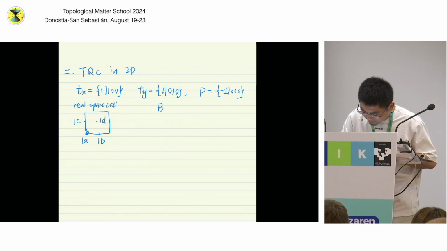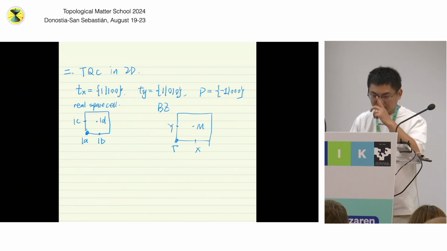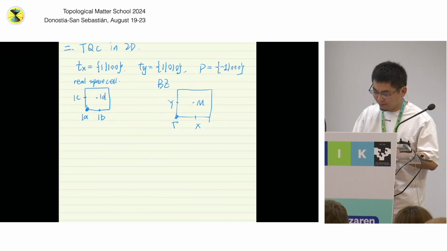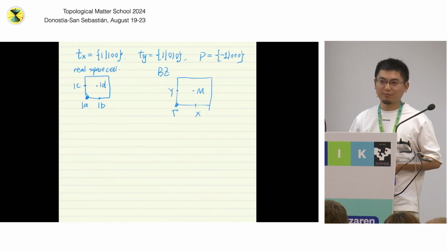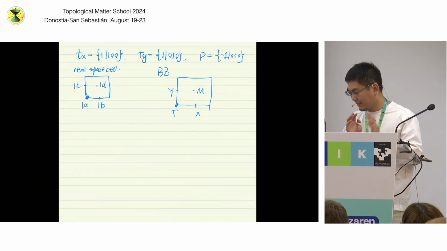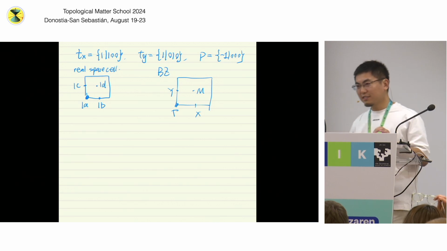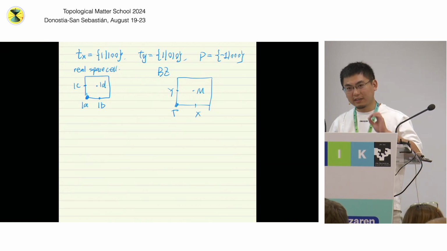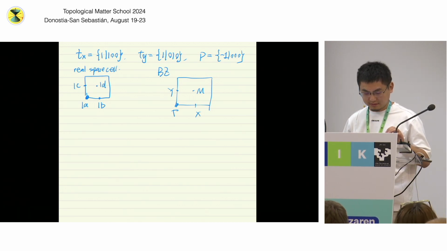And the Brillouin zone also has 4 high symmetry momenta. It's the gamma, X, Y, and M. So we can know that there must be a counterexample by simple counting. Now let's do this simple counting. Imagine how many band representations we can have in real space.